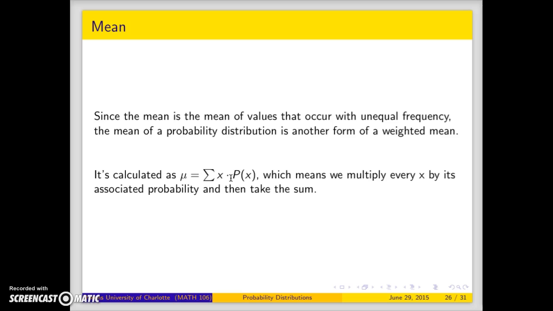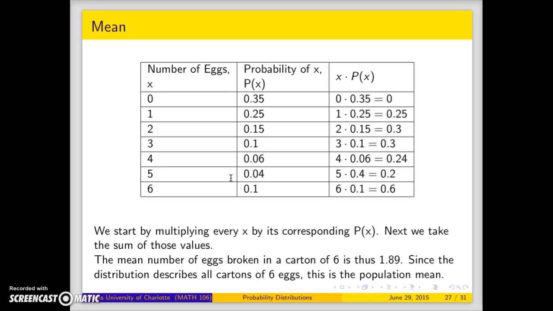We'll look at an example. I have also posted an example video for calculations in Excel, so I would advise you to look at that closely. So going back to the previous example on the number of broken eggs, if we wanted to find the mean, we take every x and multiply it by its probability. So we have 0 times 0.35, and then the next one is 1 times 0.25. Then we sum all of these x times p of x up, and we get 1.89, which means that in this population of half dozen cartons of eggs, we would have a mean number of broken eggs of 1.89.